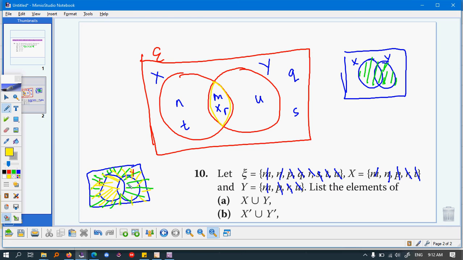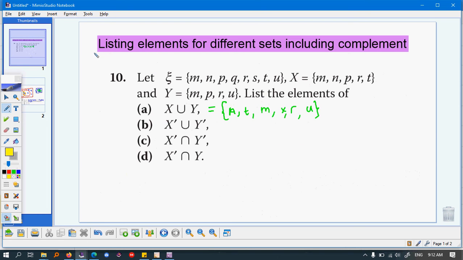Now remember, union means put together. So I am going to get all of these other members except the intersection. That is N, T, U, Q, S. So my answer here becomes N, T, U, Q, S. I will put my brackets. Now I have X complement intersection Y complement.